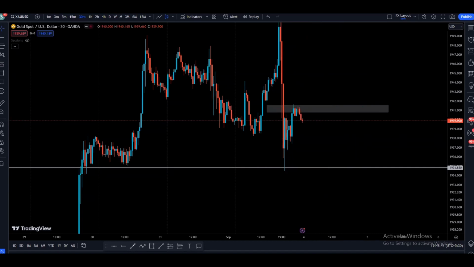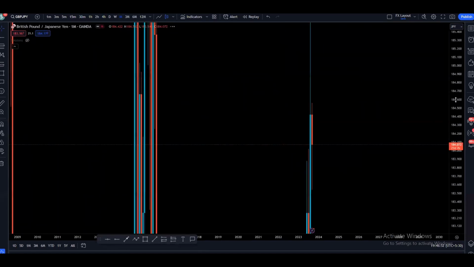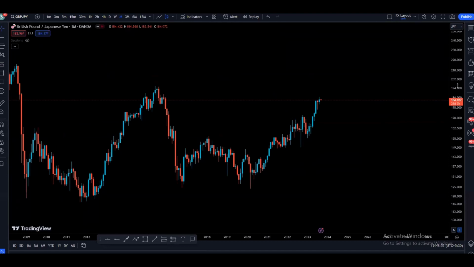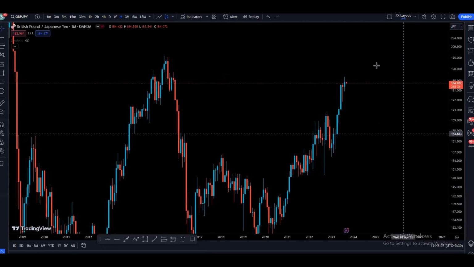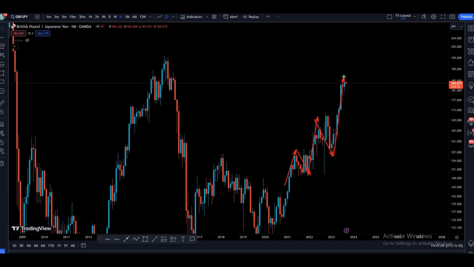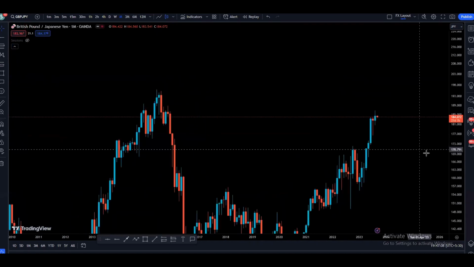Now let's go to our second pair, which is GJ. On the GJ, we are going to start again with the monthly time frame. On the GJ monthly time frame, we can see that the price is very much bullish, because we are making higher highs and higher lows. So higher high, higher low, higher high, higher low. We created another higher high. So price is very much bullish on the monthly time frame.